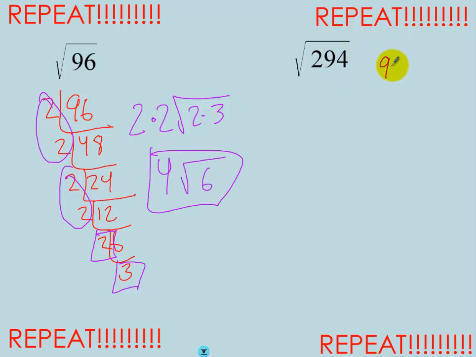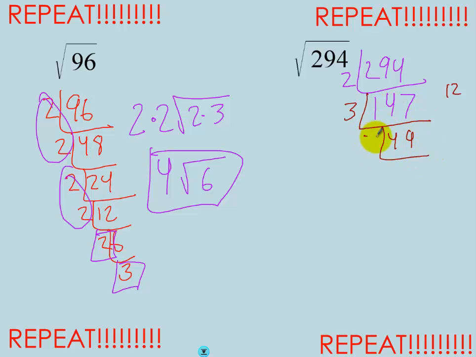For 294, same steps. So for 294, that's an even number, so I can factor out a 2, and I'm left with 147. And 147, that's not even, but there's a trick. If all these digits add up to something that can be divided by 3, I can divide the whole thing by 3. So 1 plus 4 plus 7 adds up to 12. So I can divide this by 3. And what I get is I'm going to get 49.